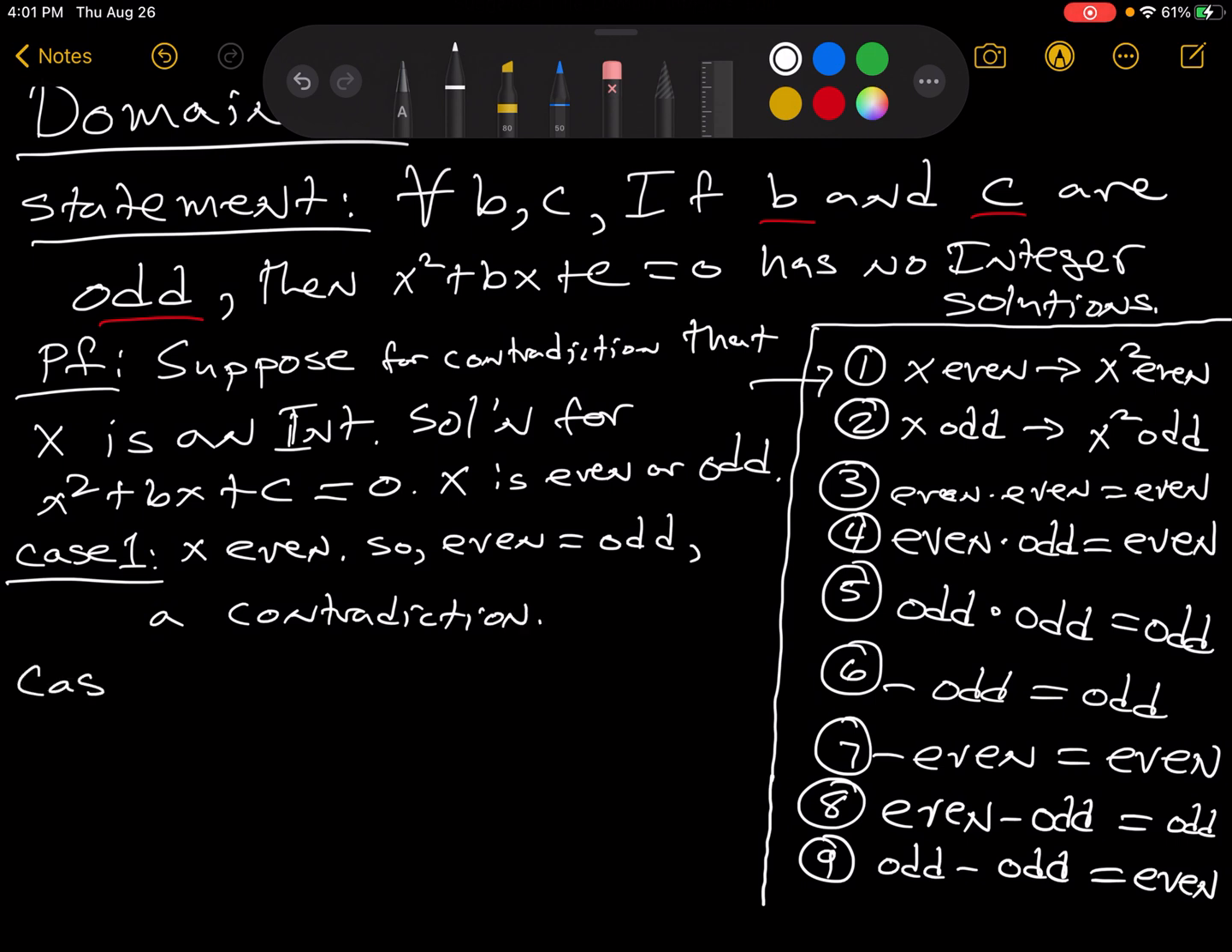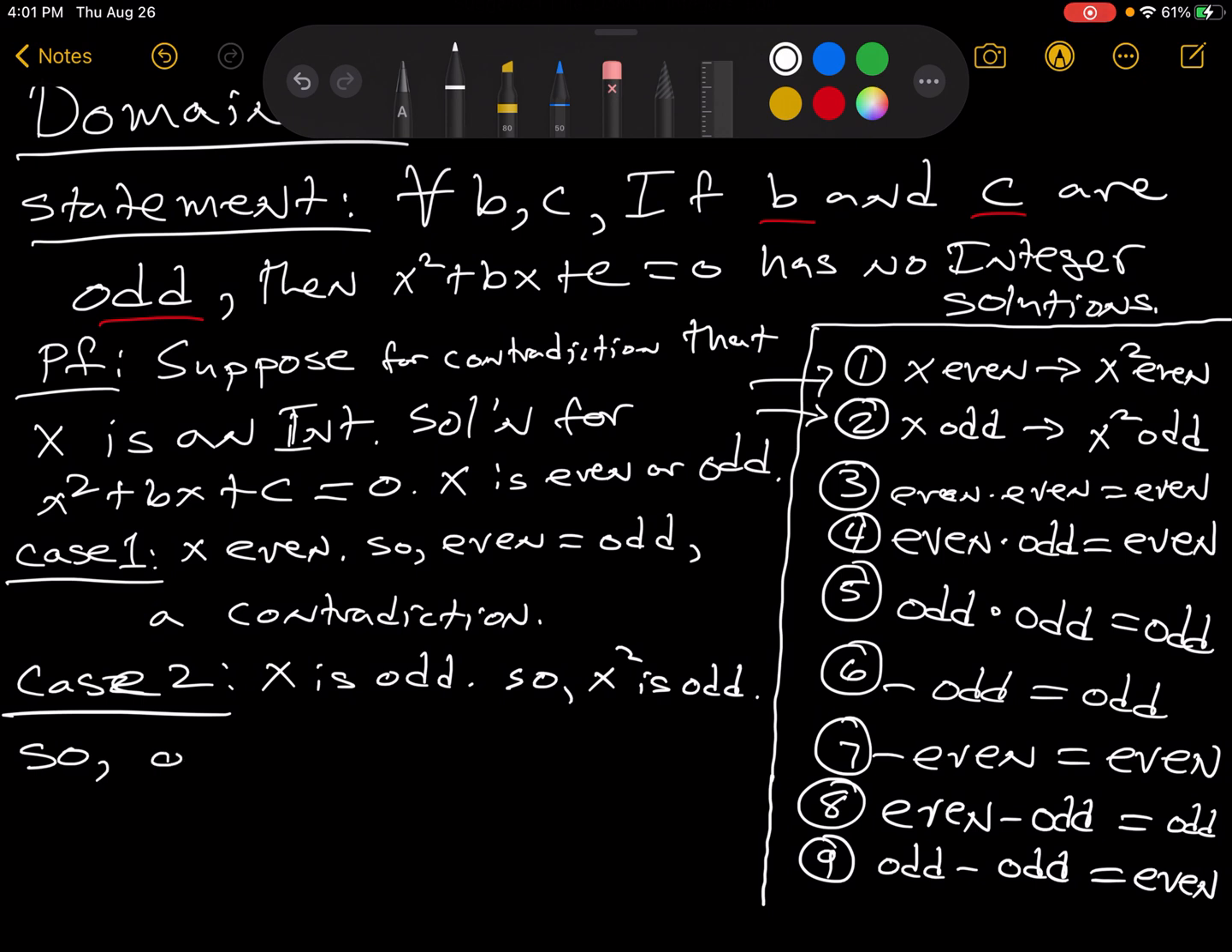Okay. Case 2. x is odd. Well, if x is odd, then x squared is odd. This is 2. If x is odd, then x squared is odd. So we have an odd equal to x squared, which again is equal to negative bx minus c.